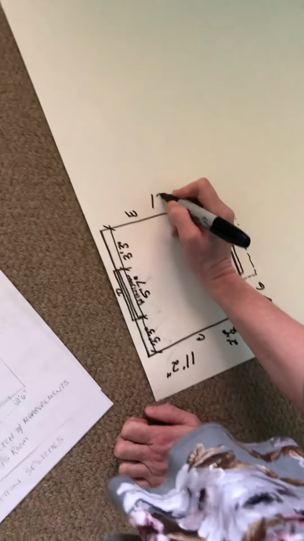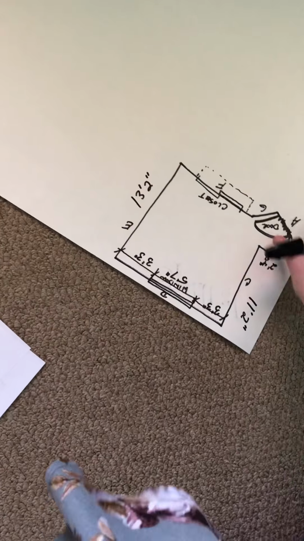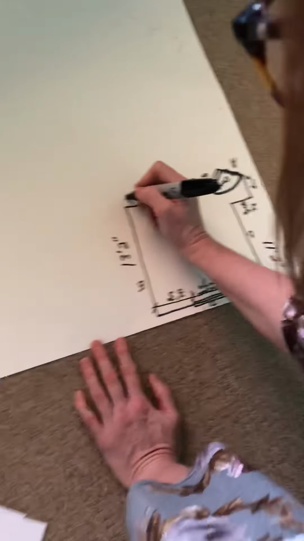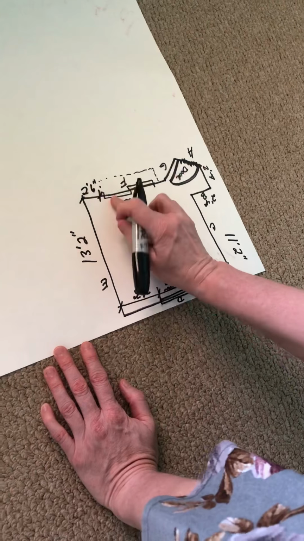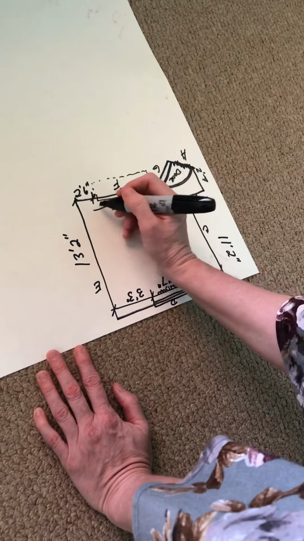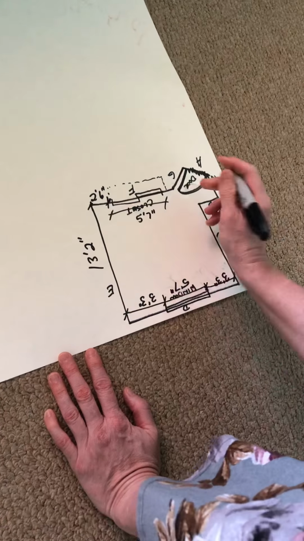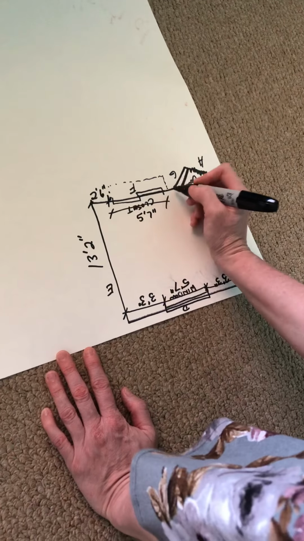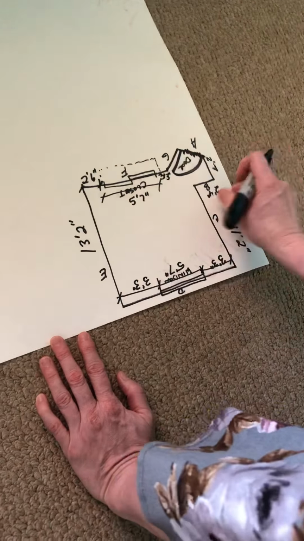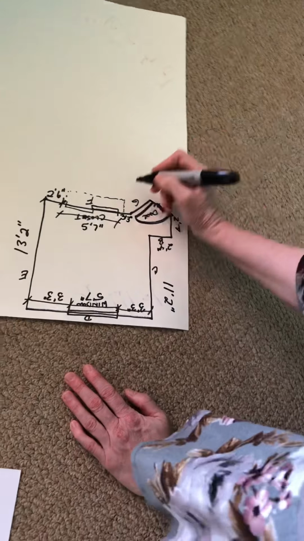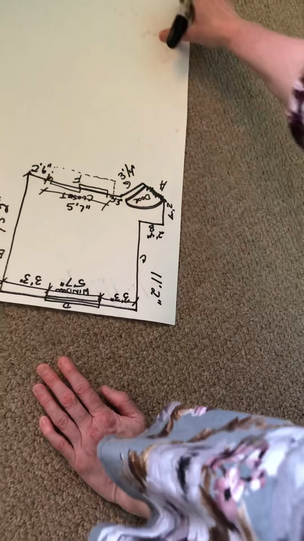So it's 13 feet 2 inches, and that's all I have to do. And then on the closet wall, we've got 2 feet 6 inches here to the closet. The closet itself is 5 feet 7 inches. And then from the end of the closet to the wall there is 3 feet 3 inches. And then this little wall right here, G, is 3 feet 4 inches.